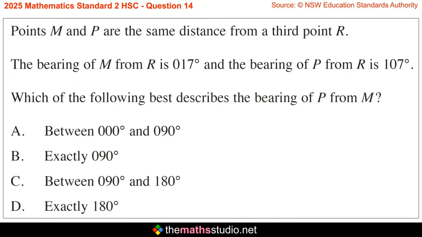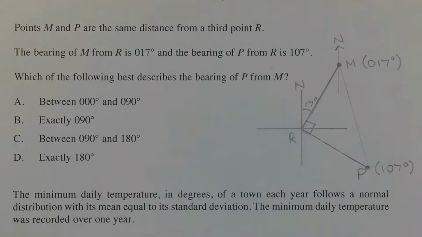Question 14. Points M and P are the same distance from a third point R. The bearing of M from R is 17 degrees and the bearing of P from R is 107 degrees. Which of the following best describes the bearing of P from M? This question is best answered diagrammatically.